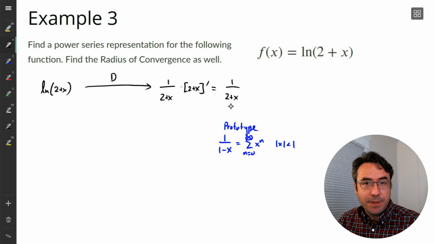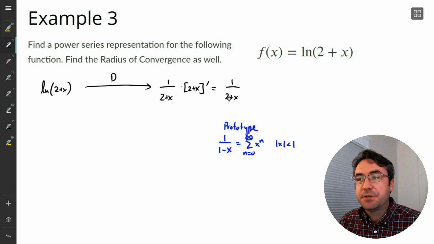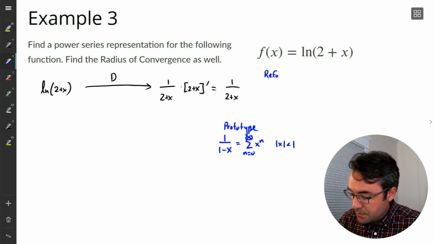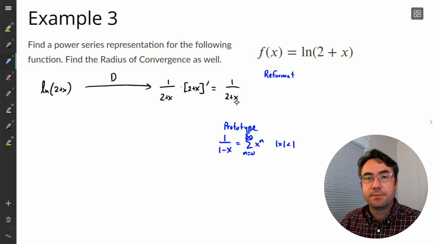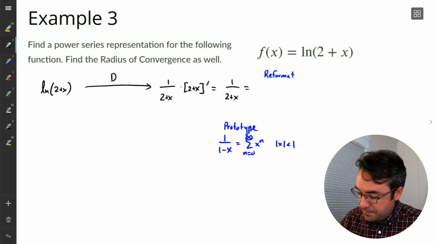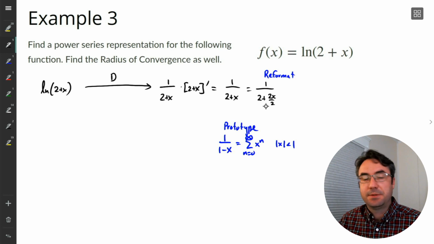Now there's a few adjustments we need to make here. So for instance, this 2 doesn't match up with the 1. And we have an addition sign here that doesn't match up with the subtraction, but we've seen how to handle these before. So we can do a few things. To deal with this 2, let's get this into the correct format. So let's reformat this function a little bit with just some algebra. So we could write that as 1 over 2 plus 2x over 2.